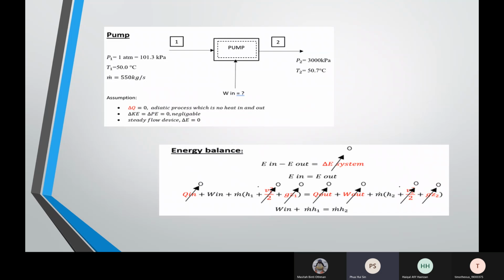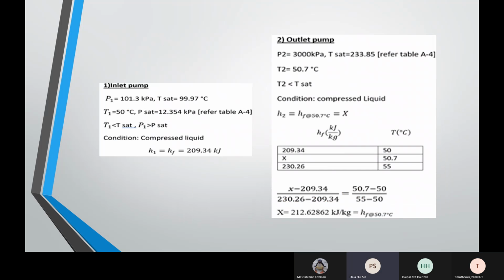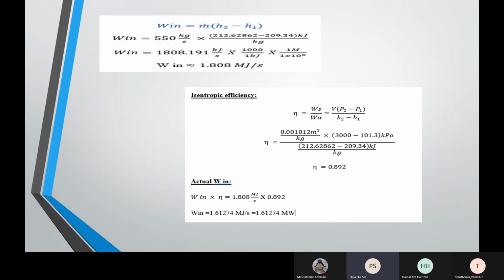Our next component is the pump. The assumptions are that it is an adiabatic process, steady flow, and there is no change in kinetic energy and potential energy. The water inlet and outlet are both in the compressed liquid phase during the process, and the temperature will slightly increase. The isentropic efficiency of the pump is equal to 0.892, and then the actual work required is 1.612 megawatts.